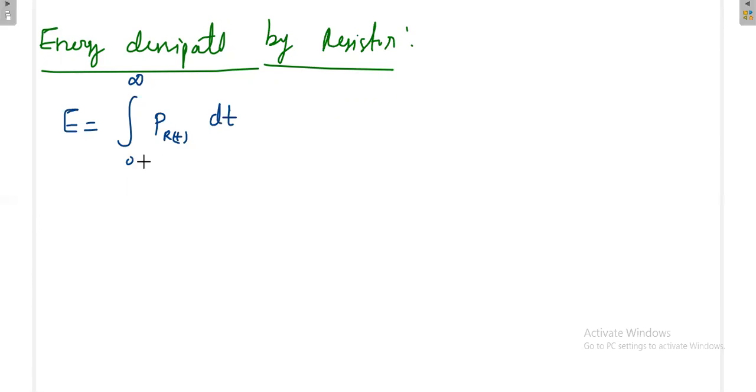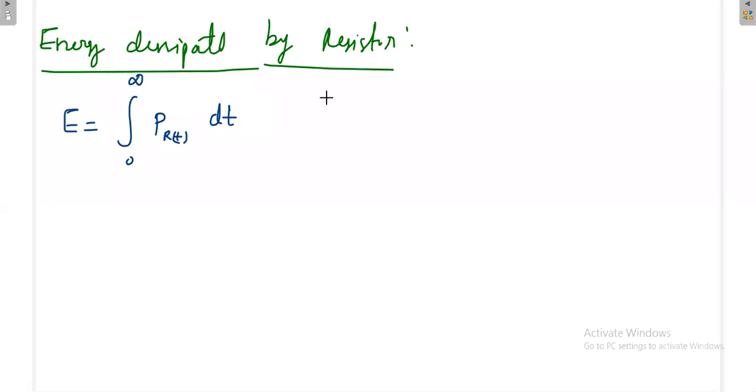We are closing the switch at t equal to 0 and the current is flowing. The effective current will be flowing up to t equal to 5 tau, but we will do the integration from 0 to infinity, and we get the same answer. The energy dissipated by the resistor is the integration from 0 to infinity of power into time, because energy means power into time.